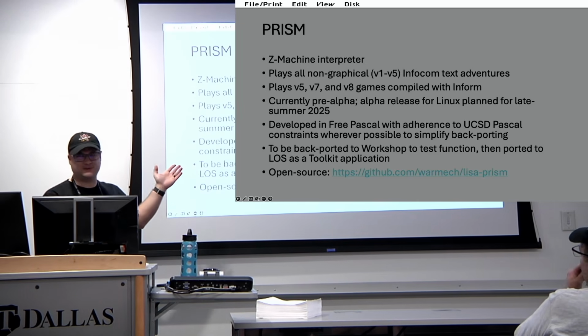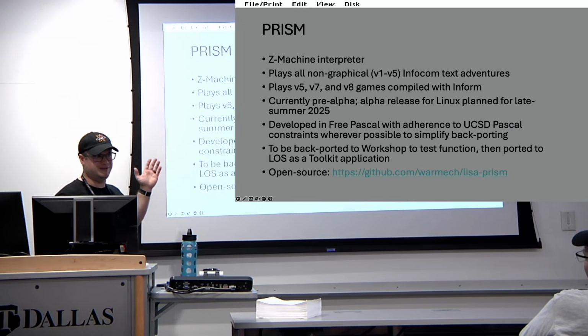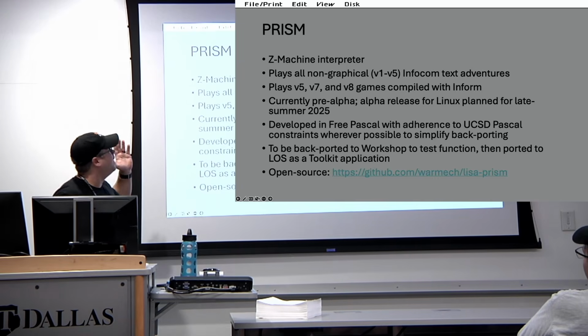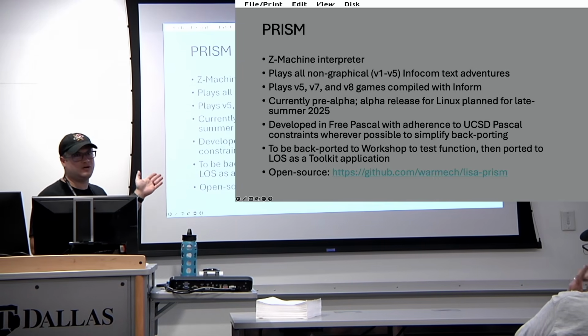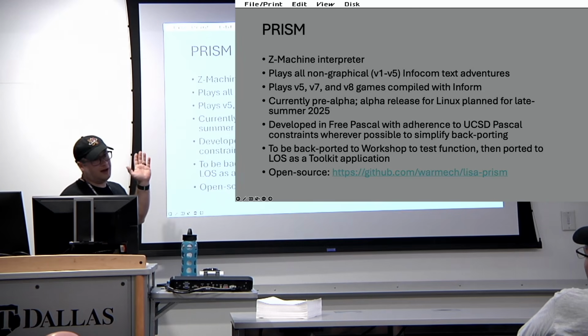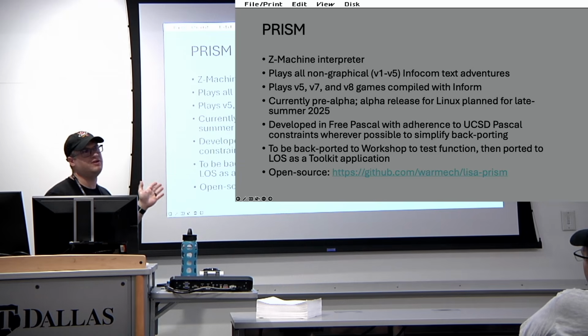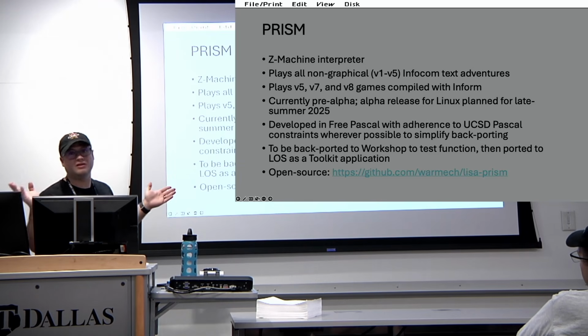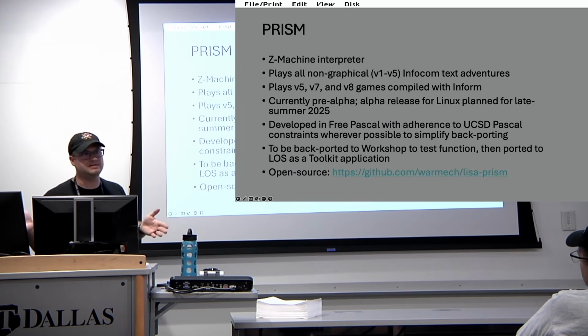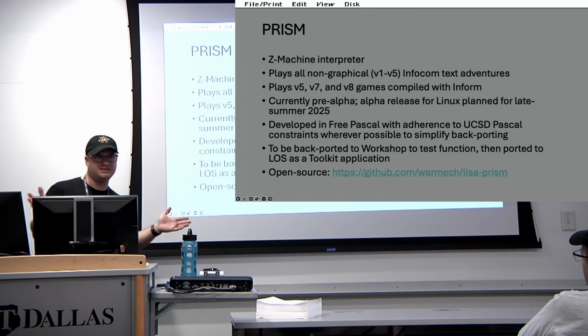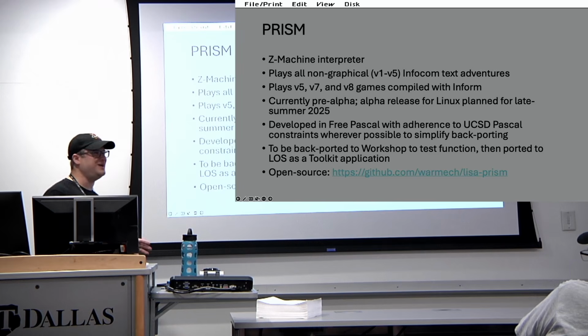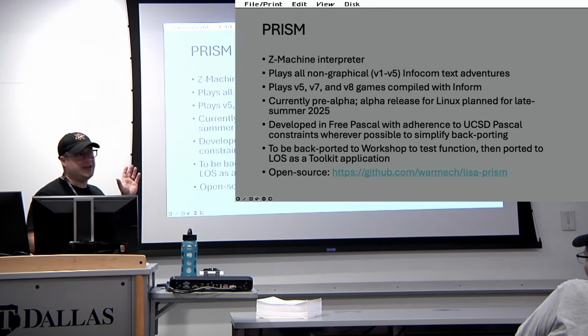I assume most are probably familiar with Infocom and the text adventures that they produced. Prism is a Z machine interpreter for those story files. It is in progress. It is going to be compatible with everything except V6, which were the graphical games that they made. Those were all intended to be run in color. Obviously, the Lisa's monochromatic, not much of a reason to do that. Also, the stuff you have to implement for those games is way more complicated, so I really didn't want to do them. It's pre-alpha at the moment.